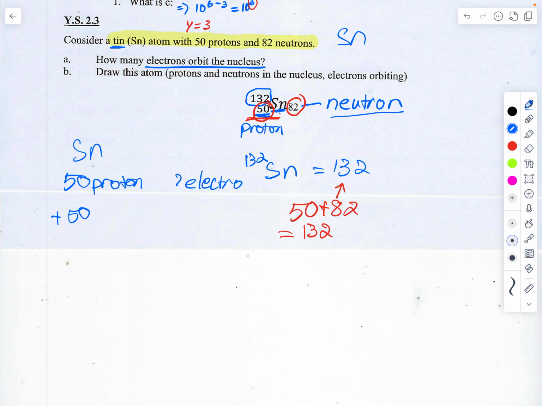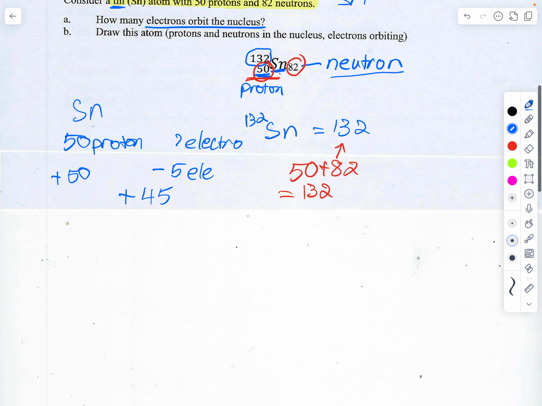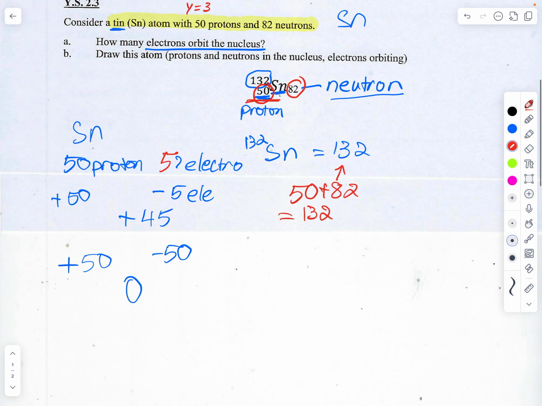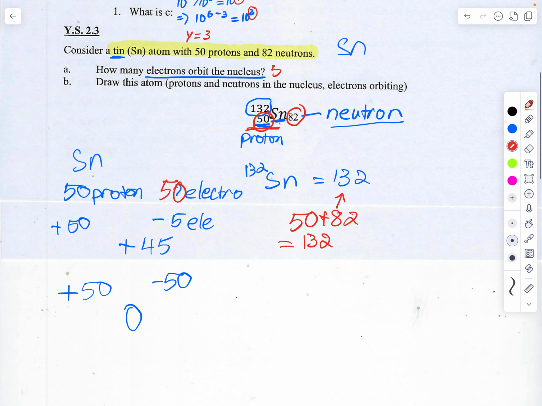If we have 5 electrons, right? 5 electrons would be negative 5, plus 50, is plus 45. It's not neutral. It's way too positive. So we want 50 electrons to balance it out, right? Negative 50, positive 50, no charge. So tin is neutral. So our answer for this problem is 50 electrons. So that's 50.